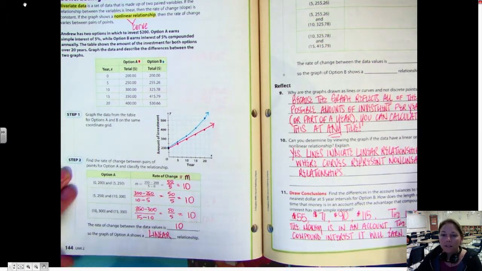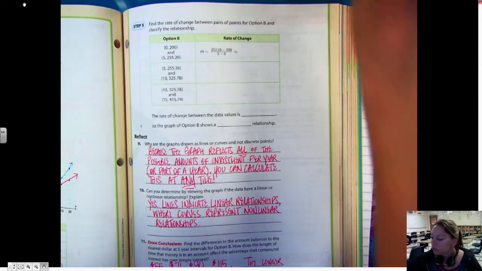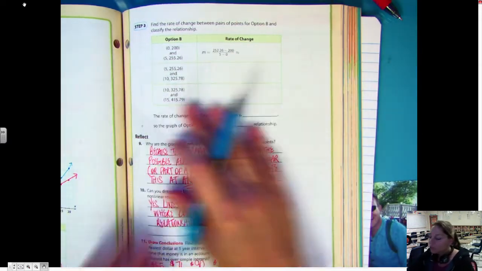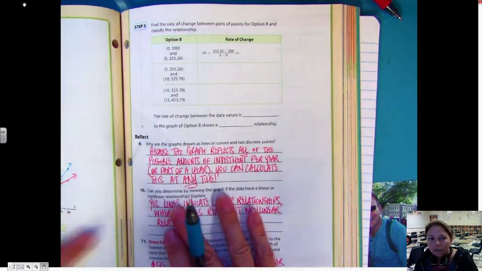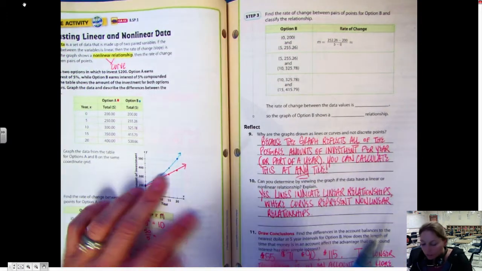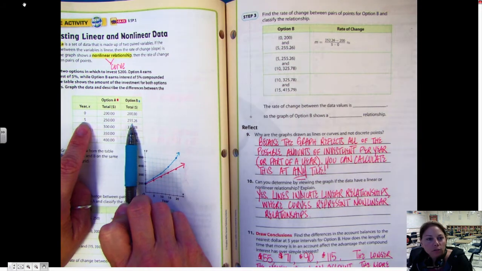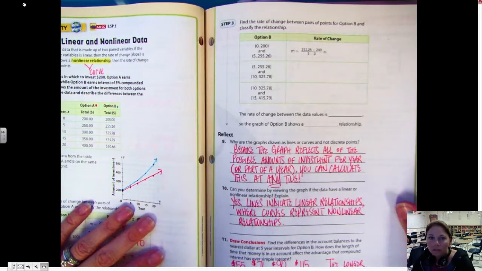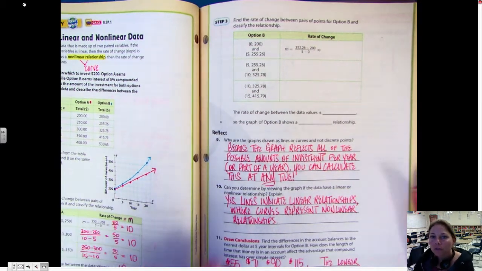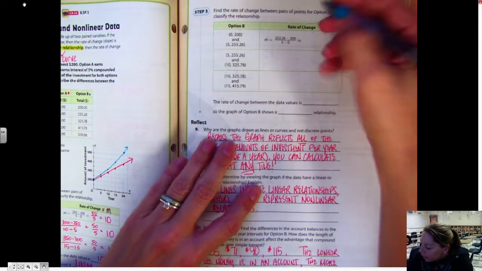So now we're going to move on to the next page with the option B, and we're going to see what happens when we go to compute our rate of change. In this particular case, we are going to do the same ordered pairs that they gave us in the chart on this side. But remember, we're using the x value here and then the y value in option B. So that's how they're generating their ordered pairs. And so for the first one, it's 0, 200 and 5, 255.26.